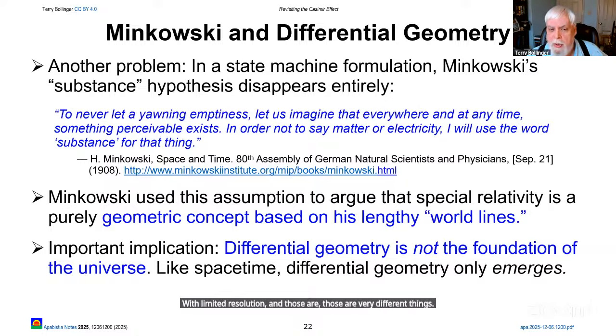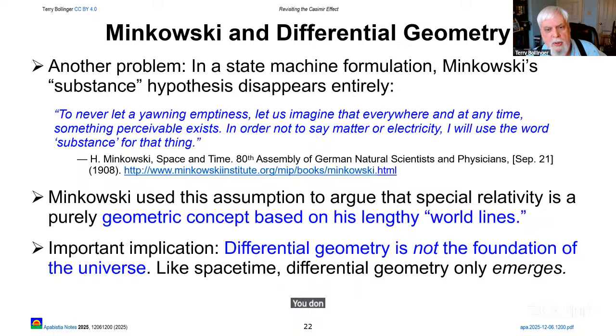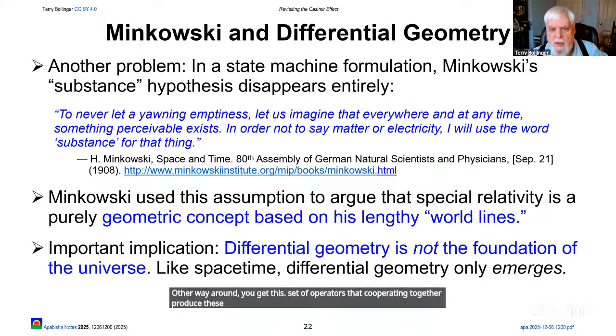In differential geometry, just like space-time, it emerges from this state machine, not the other way around. You don't start with differential geometry and then the state machine comes from it. Nope. Other way around. You get this set of operators that, cooperating together, produce these differential geometries that then become the power that we see in classical physics.